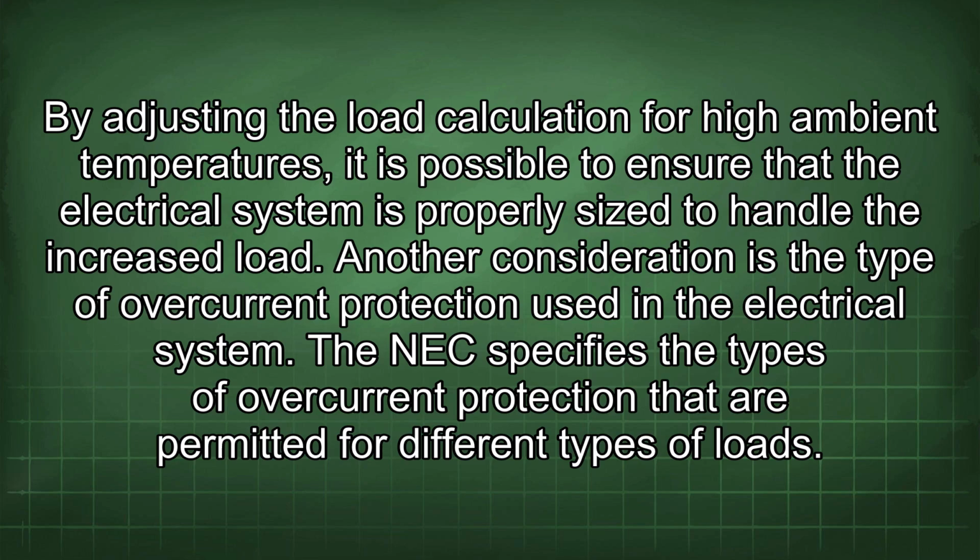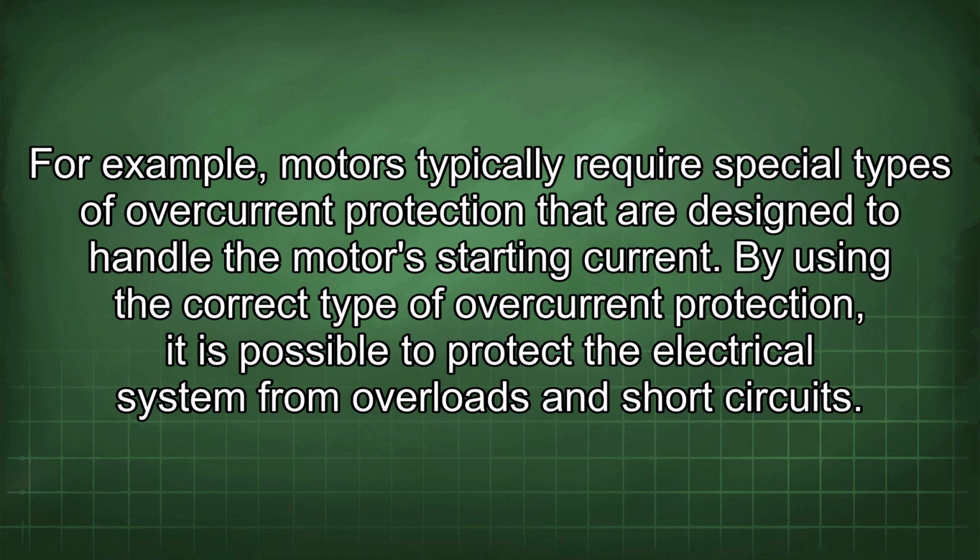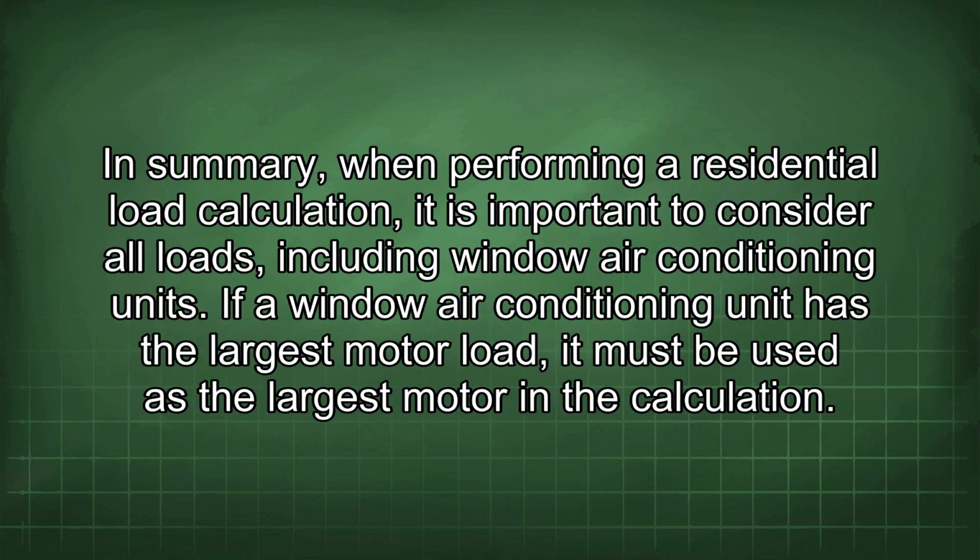Another consideration is the type of overcurrent protection used in the electrical system. The NEC specifies the types of overcurrent protection that are permitted for different types of loads. For example, motors typically require special types of overcurrent protection that are designed to handle the motor's starting current. By using the correct type of overcurrent protection, it is possible to protect the electrical system from overloads and short circuits.